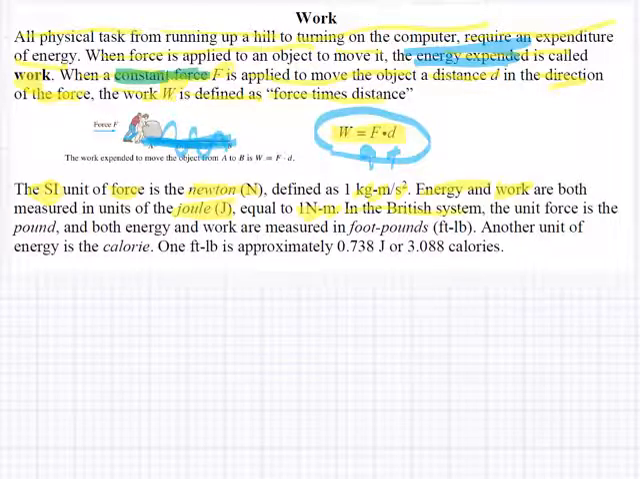And in the British system and American system, we should really probably say too, the unit of force is a pound, okay? And both energy and work are measured in foot-pounds, okay? I prefer to do the metric system. I think we're better off being in the metric system, but unfortunately in the United States, we would use foot-pounds. And another unit we could use would be calories. Everyone's heard that for energy. And 1 foot-pound is approximately 0.738 joules, or 3.088 calories. So when we're measuring work, we could do it in joules or foot-pounds or calories. I think we'll stick to joules.